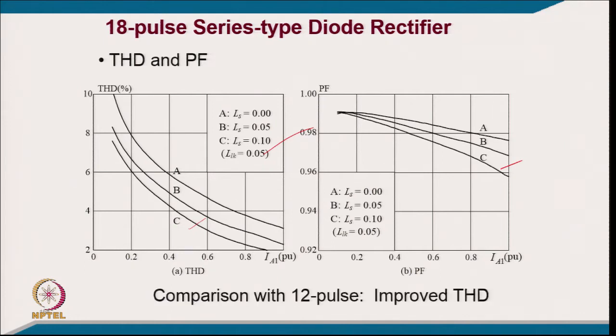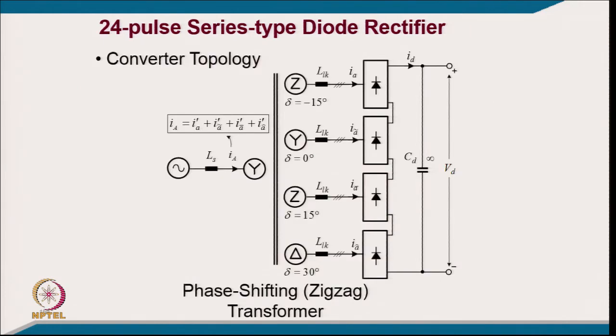So, that is typically improved THD, and this is the case of the 24 pulse series type of diode rectifier. Here we talk about a 60 degree phase shift divided by the number of converters, 4.